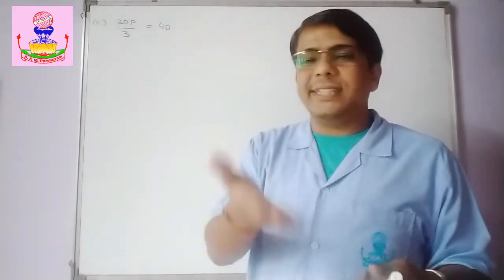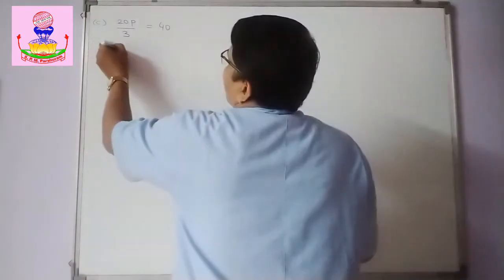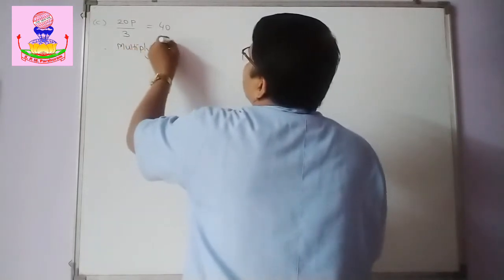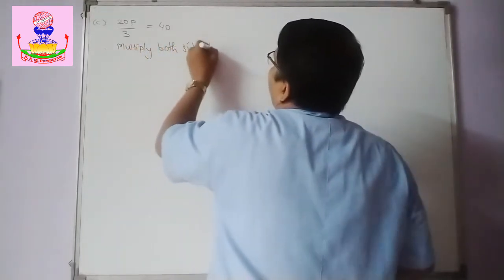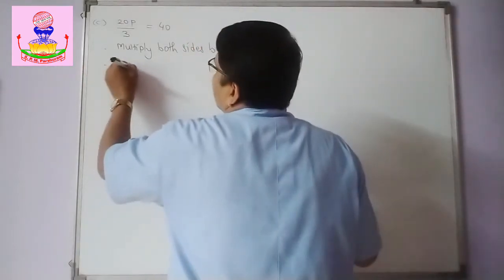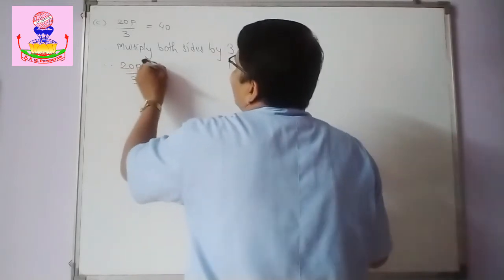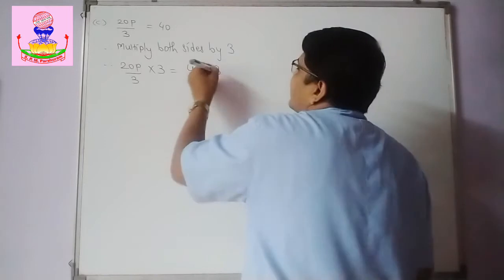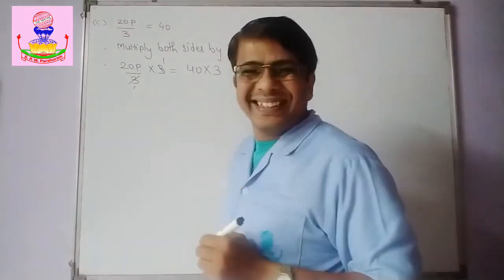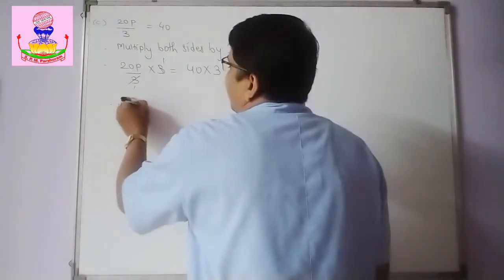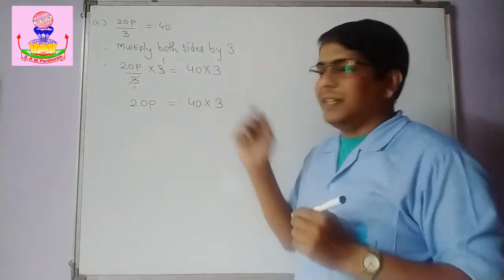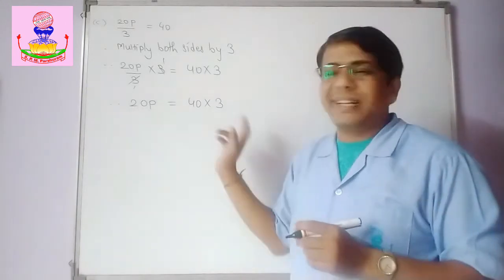Multiply both sides by 3. So what I will have is 20p upon 3 into 3 is equal to 40 into 3. So 3 ones are 3. So 20p, one relative is gone, and on the other side don't multiply it. I'll tell you why: because it is going to get cancelled.